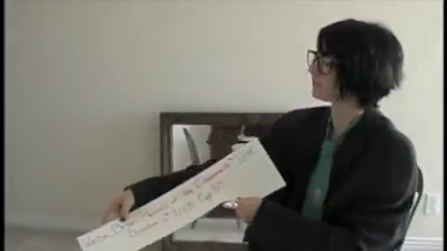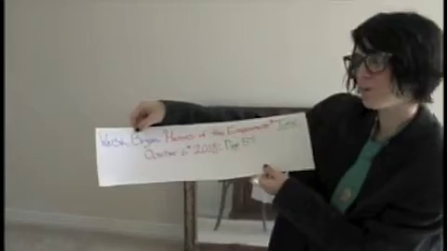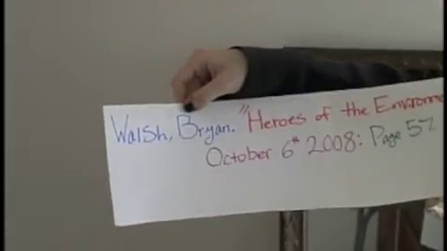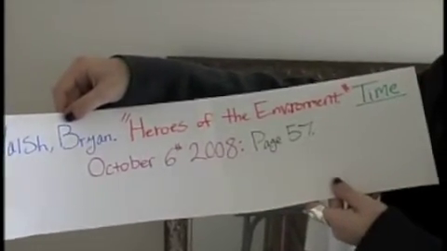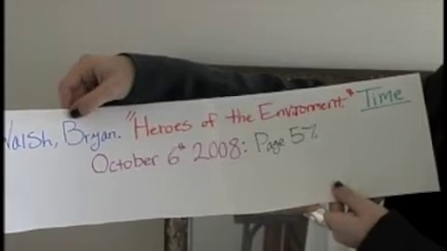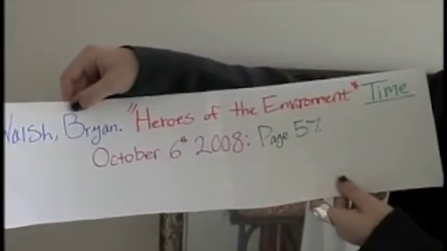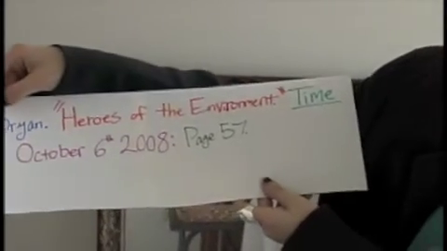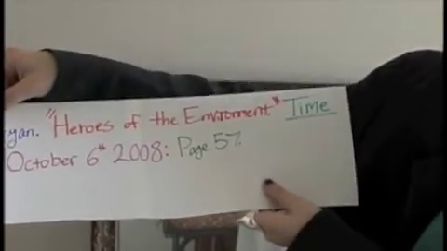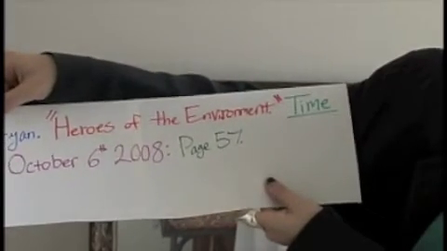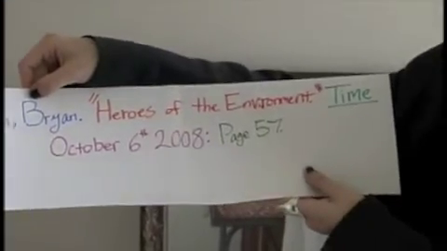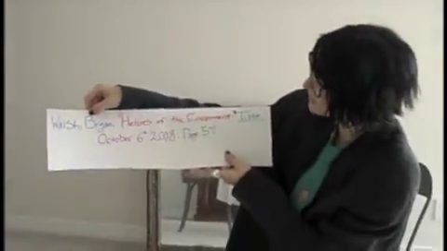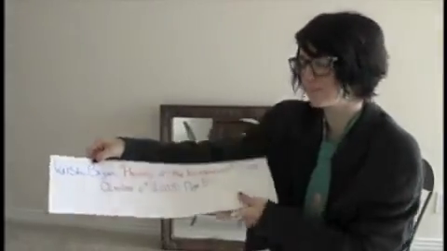I chose an article for an example from Time magazine. The author's name was Brian Walsh. You should always put the last name first, so Walsh, comma, Brian, period, space. The title of the article was Heroes of the Environment, so I put it in quotation marks. Then a period, then end quotation, then space, then you put the magazine title that it was from underlined, so Time, underline, and then the date of publication, which is October 6, 2008, then a colon, and then the page number, which you can see here, page 57, and a period.